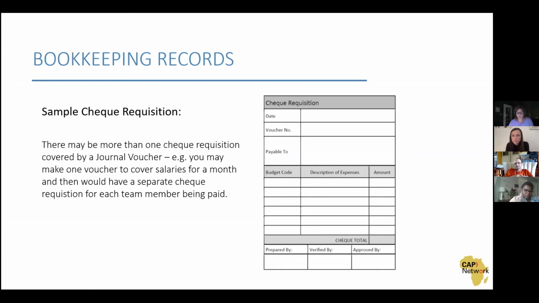Okay. Seeing any other questions on the requisition?